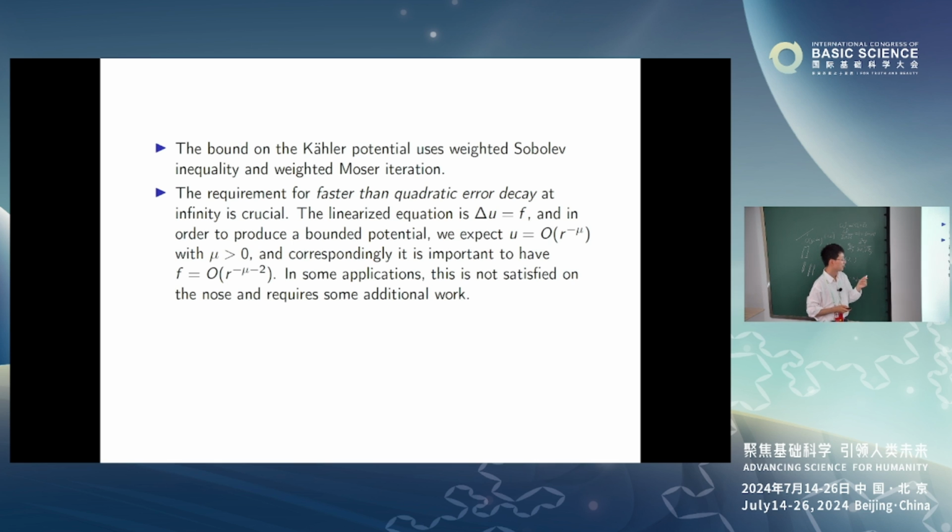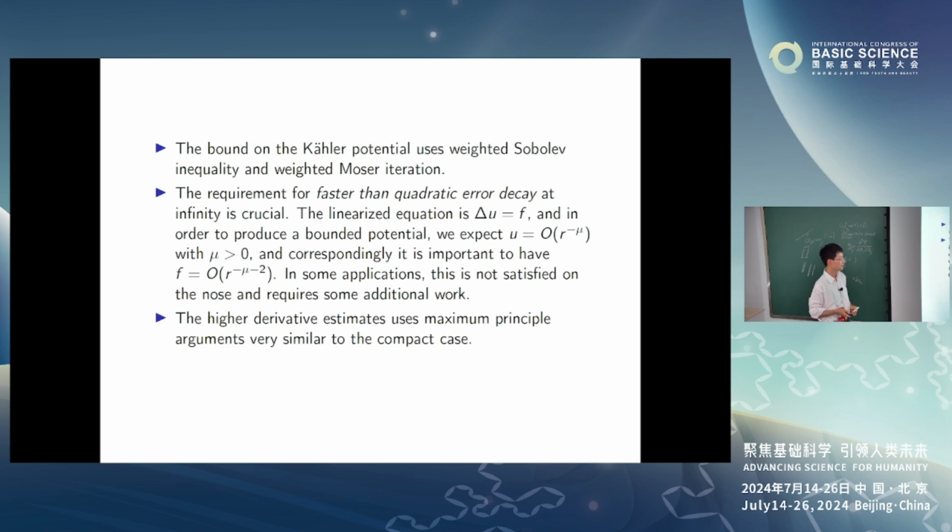So in applications, this is a subtle point, because for many natural examples that you can write down, these natural ansatz, you can get the smallness of this error, but you can't get the faster than quadratic decay on the nose. And that's something that you need to work hard for. And what happens with the higher order derivatives is maximum principle, similar to what happens in the compact case.